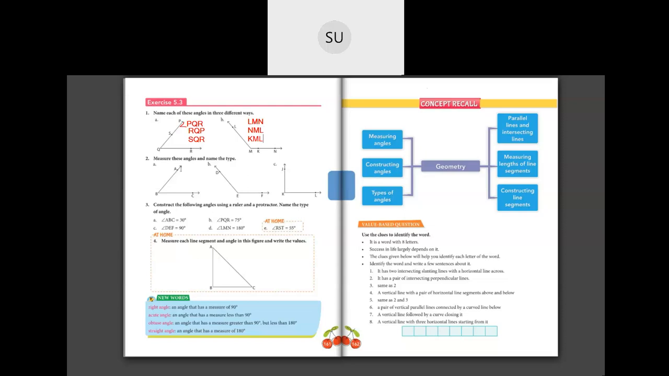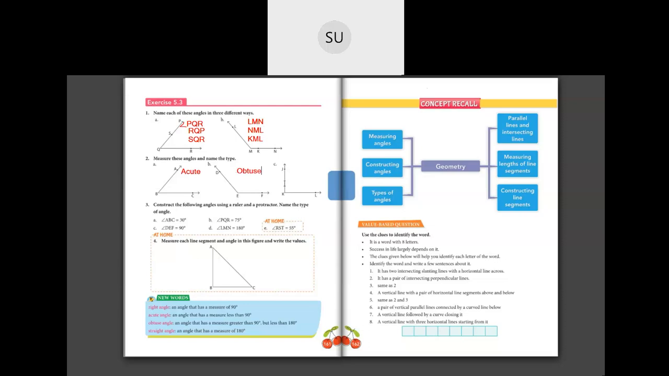Now for question two, they have told you to measure the angles and name the type. So use a protractor, measure the angles. Okay, I'll just give you the type of angle here. The angle ABC, if you look at the angle, it looks like it is less than 90 degrees, correct? So it will be an acute angle. Coming to angle DEF, now if you look at it, it looks greater than 90 degrees. Okay, it is actually greater than 90 degrees. So it will be an obtuse angle. Okay, it is called an obtuse angle.